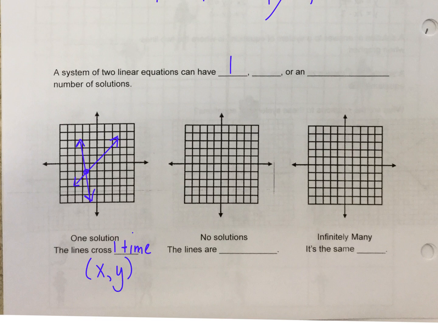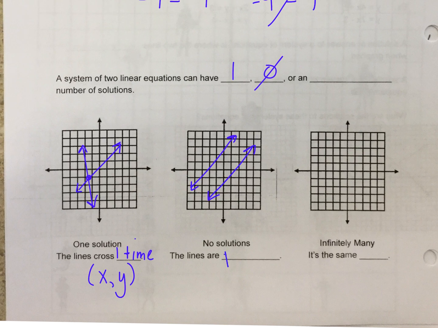I can have what we call no solution. When I have no solution, it means the lines never touch. Lines that never touch, we call those parallel lines. And we use that solution, a 0 with a line through it.